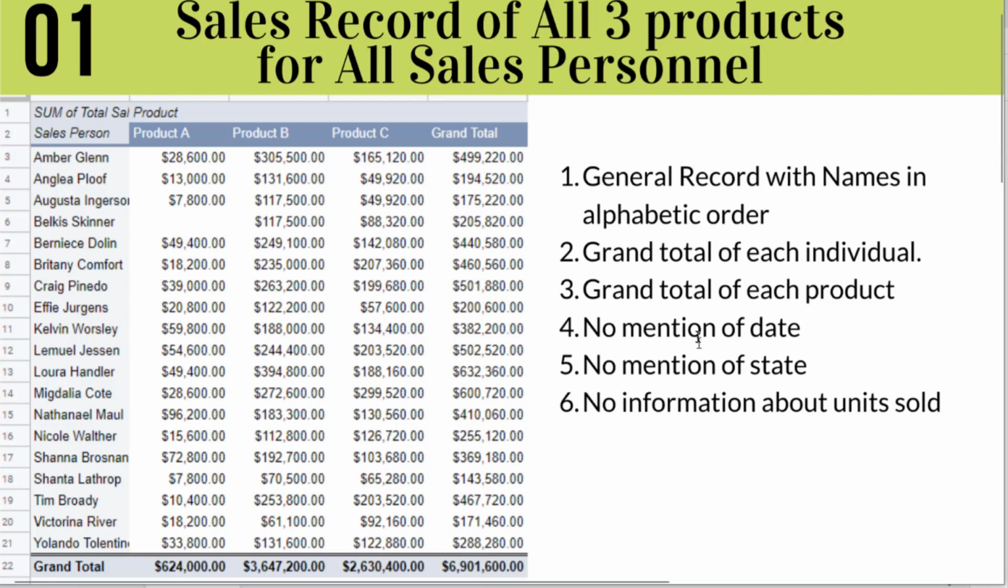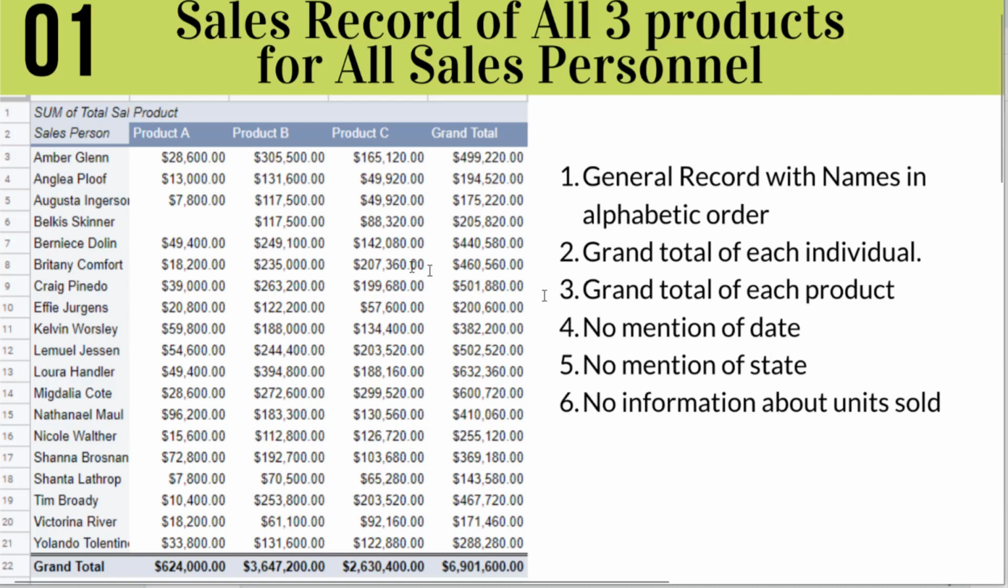However, on this chart, there is no information for date, state, or no information about units sold. So on your pivot table, it is not compulsory that you will be putting all the information from your master data, because this is not what we want. We want to look at the data from different angles. So therefore, we are using pivot tables.